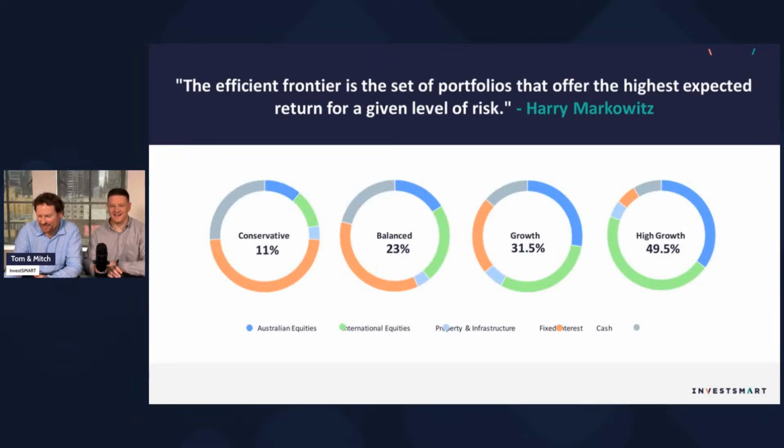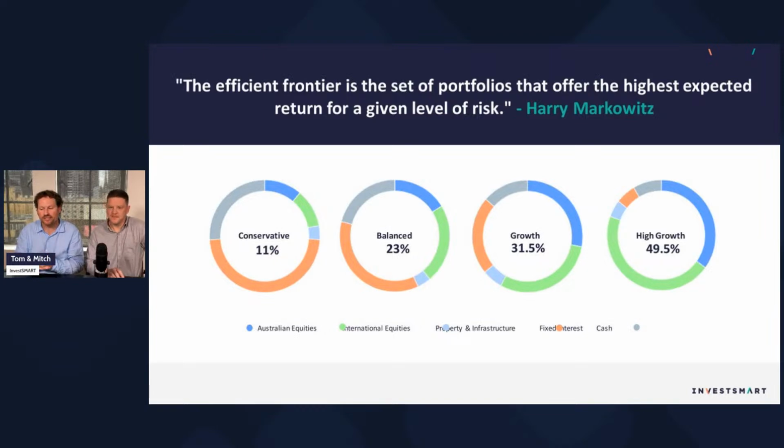So let's jump over onto this page. What we're breaking down here is the InvestSMART Diversified Portfolios: InvestSMART Conservative, Balanced, Growth, High Growth. To determine where you sit across these, take a look at the timeframes that each one is recommended for. Conservative, I believe, is 2+ years. Balanced is 4+ years. Growth is 5+. High Growth is 7+.